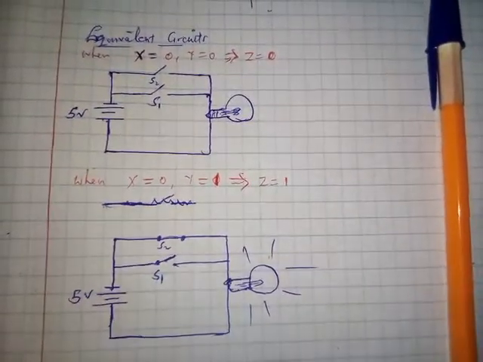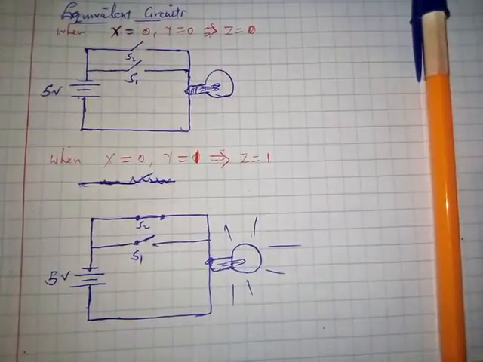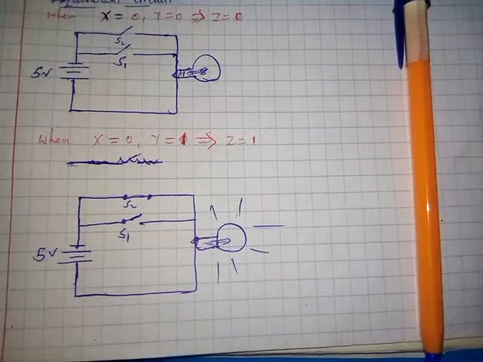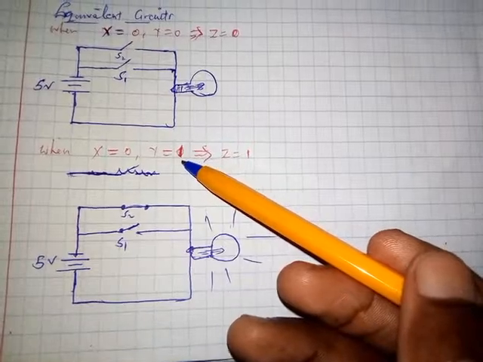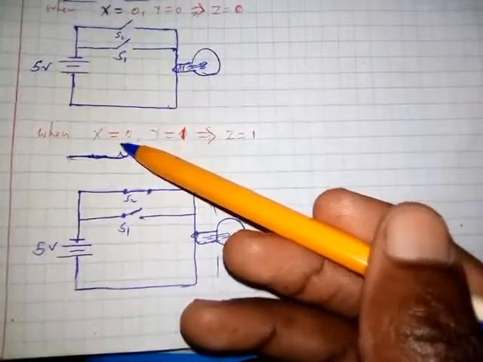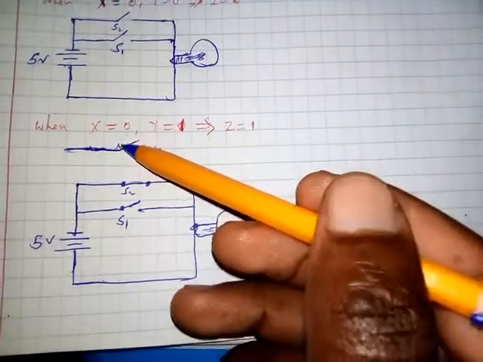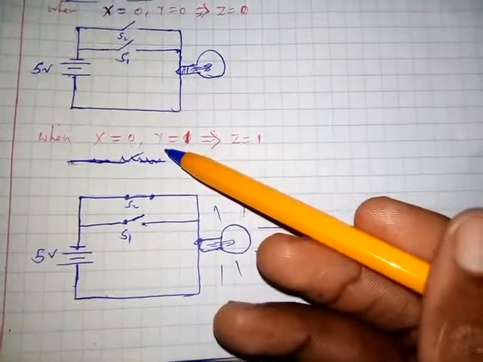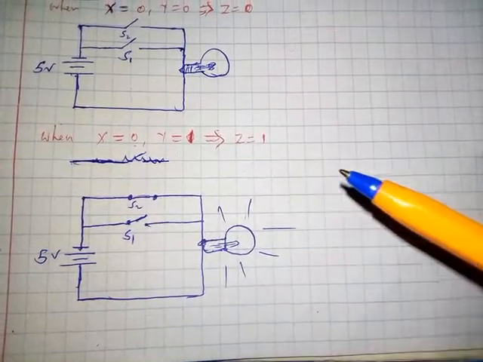Remember, I have said that OR gate gives a high output if one of the inputs is high. So when X is equal to 0, Y is equal to 1, 0 is low, the input X is low, Y is high. So one of the inputs is high, so it gives a high output, which is 1. Are we there?